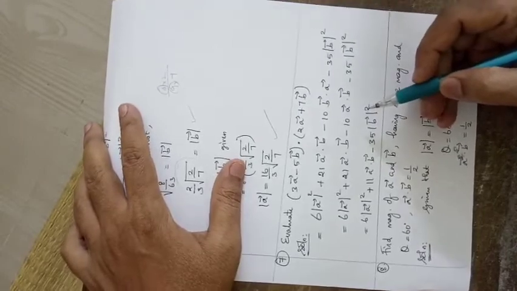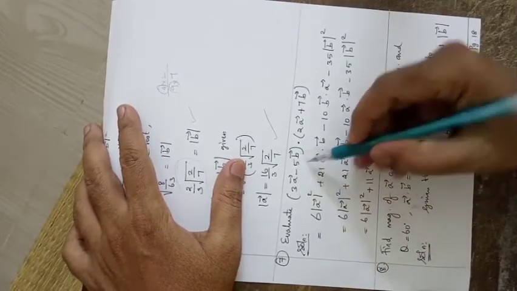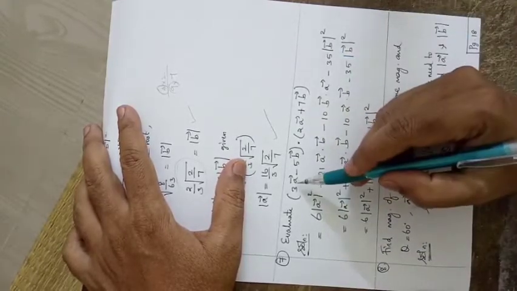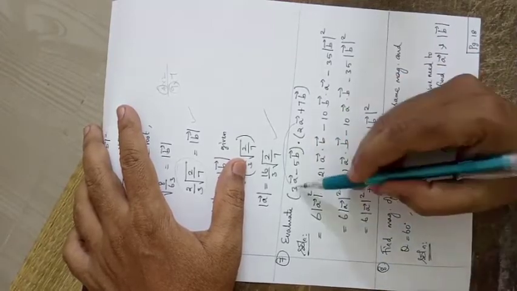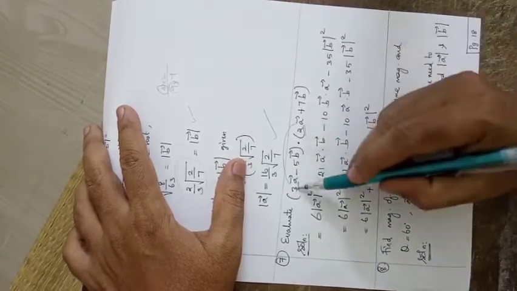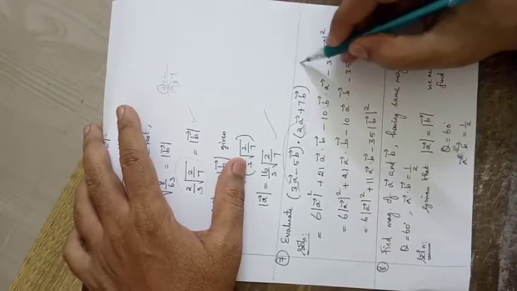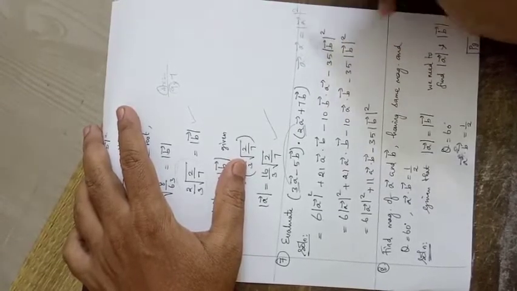Can you see this clearly? Evaluate (3A vector minus 5B vector) dot (2A vector plus 7B vector). This is normal multiplication. So 3A dot 2A: 3 and 2 are scalars, so you can multiply 3 into 2 and bring it out. A vector dot A vector. A vector dot A vector equal to modulus of A vector the whole square.